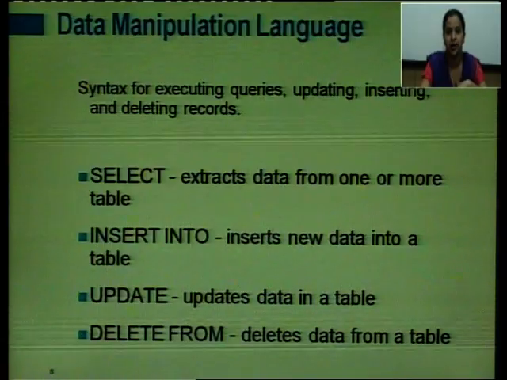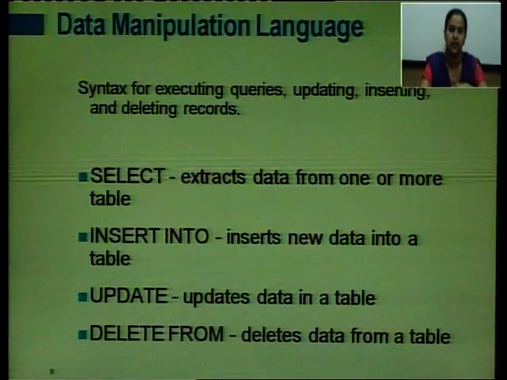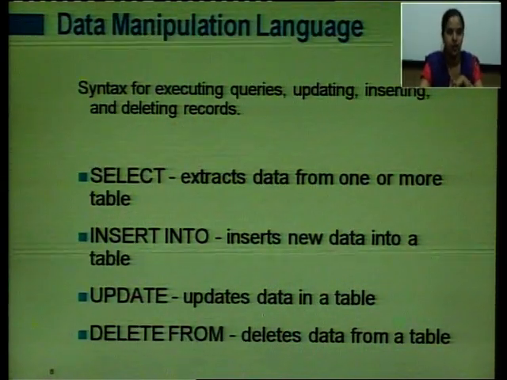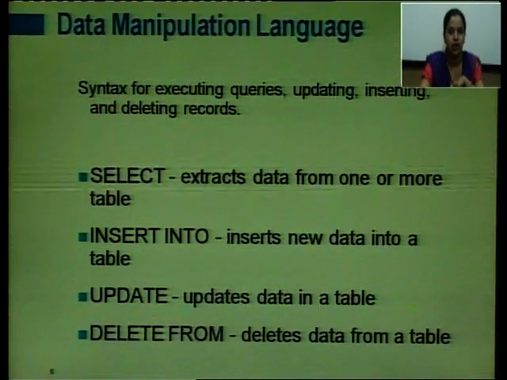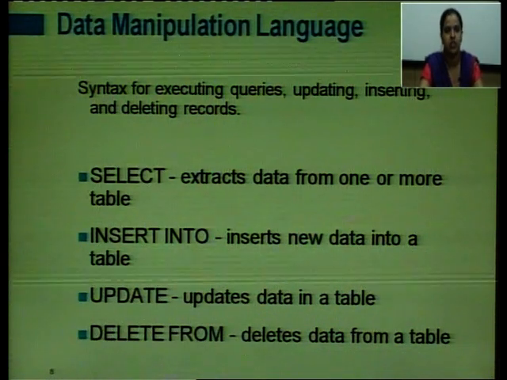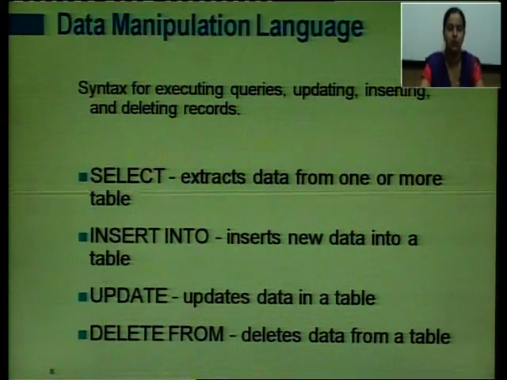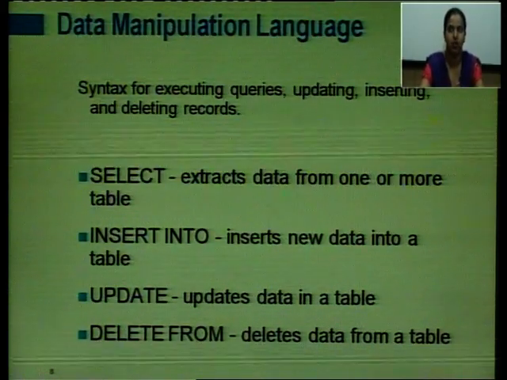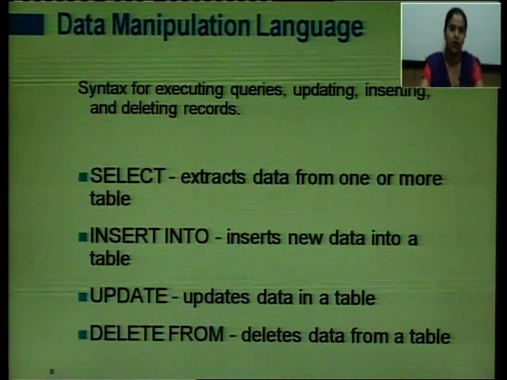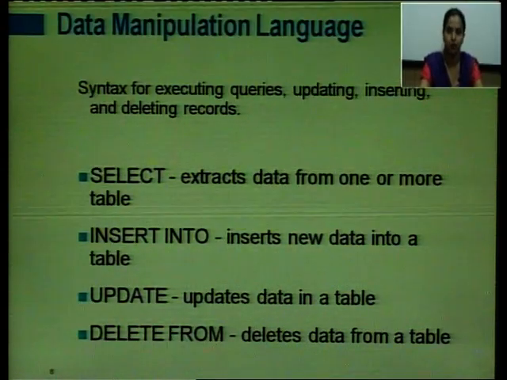Then there is the update command. This update command is used to update the data in the table. For example, one of the students has changed his address, he shifted from Mumbai to Jalandhar, then we have to update the database, so we can use the update command, which is included in the DML. Then there is the delete from. Suppose somebody left the college or left the organization, and we want to delete their data from the table, then the command is delete from. It helps to delete the data from the table.